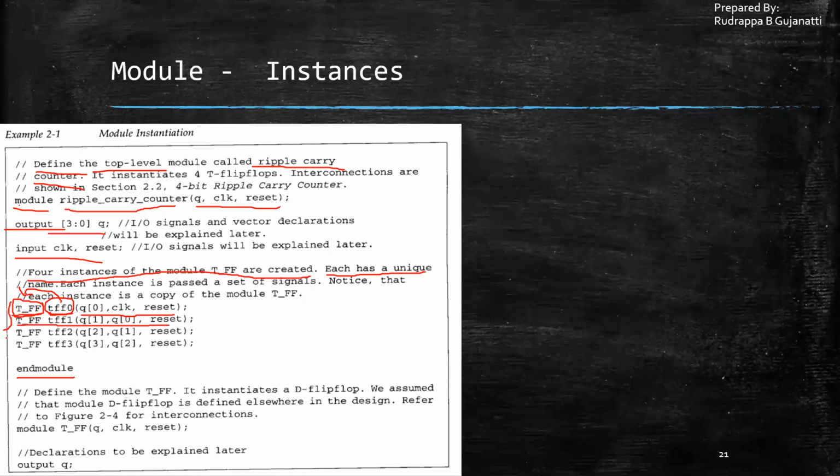So here you can see that there are 4 instances of the T flip flop which are being created. The 4 instances are TFF0, TFF1, TFF2, and TFF3. So these are the 4 instances, or these are the 4 objects which are created from the template of T flip flop. So this is how I am instantiating a module.